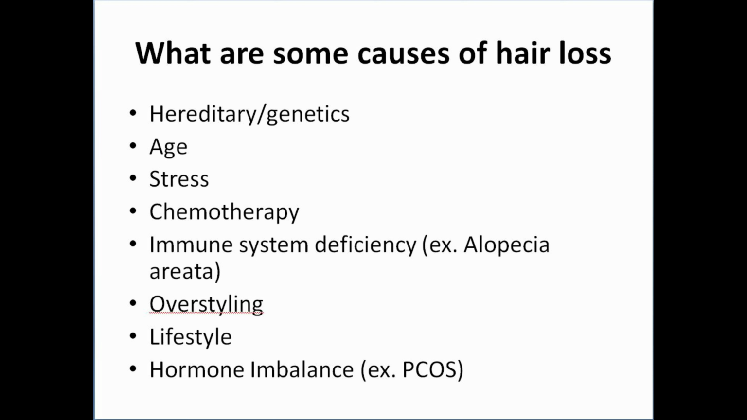Immune system deficiency such as alopecia causes clumps of hair to fall out of your head. You will see multiple bald spots throughout the head. The immune system mistakenly attacks the hair follicle, thinking that your hair follicles are foreign bodies.